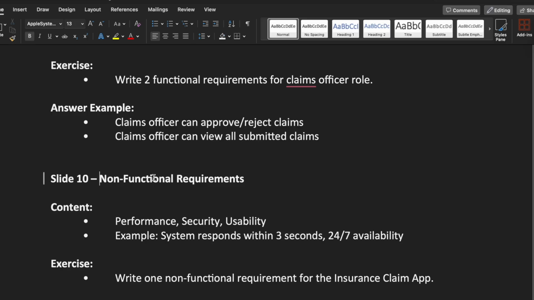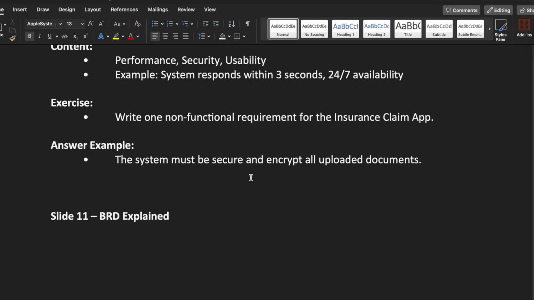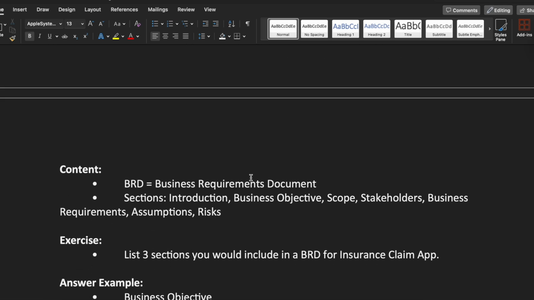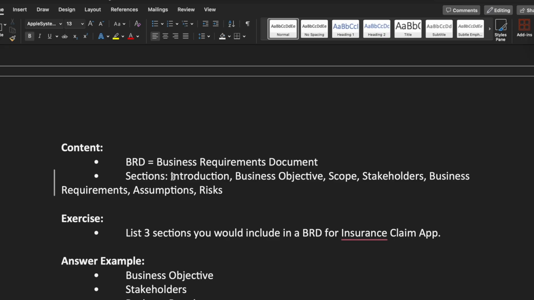So you have to learn how to get the objective, how to write the scope, stakeholders, business requirement, and assumption. 1, 2, 3, 4, 5, 6, 7, 8. So 8 sections, if you can capture them, right? You can ask these questions if you are starting a big project.